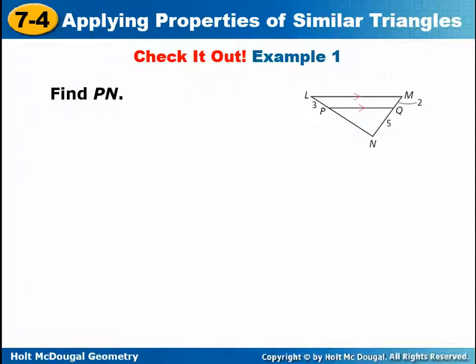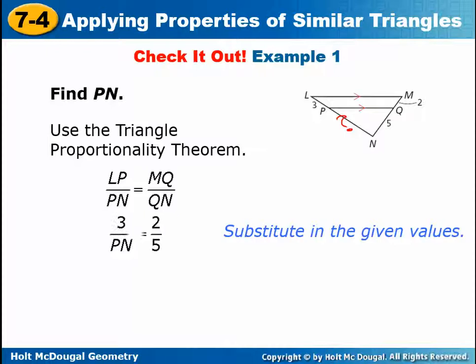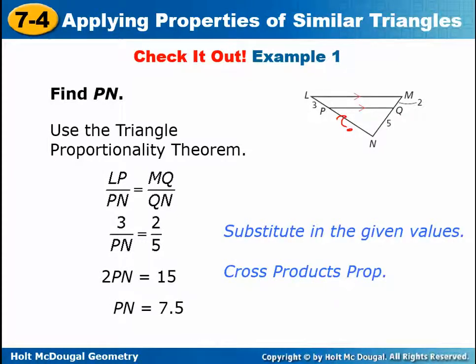Okay, here's the same type of problem. This time we're looking for PN right here. You can call that X if you want. So we know that 3 over that will equal 2 over 5. Or you can say X over 3 equals 5 over 2. You just have to make sure you set it up in the correct order. So we can say 3 over X, or 3 over the length of PN, is equal to 2 over 5. And then that's the same as 15 equals 2 times the missing number. So 7.5.